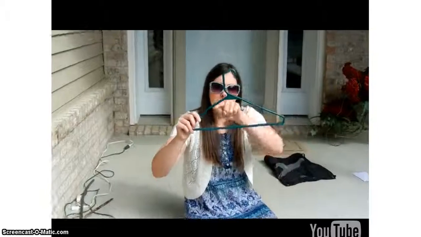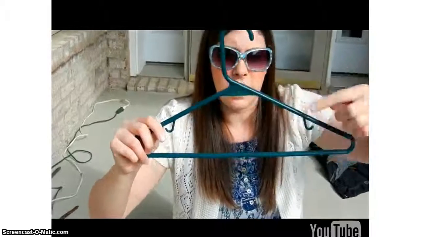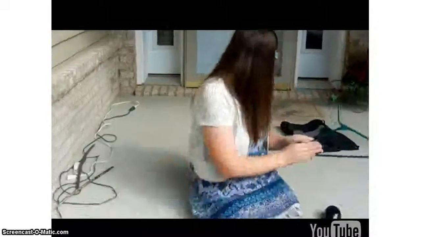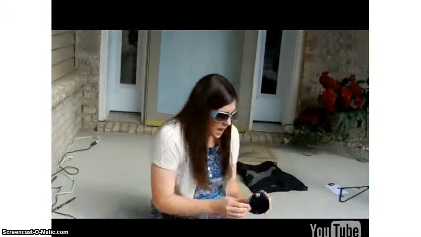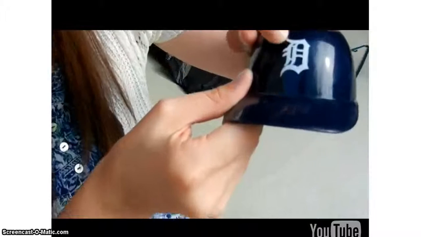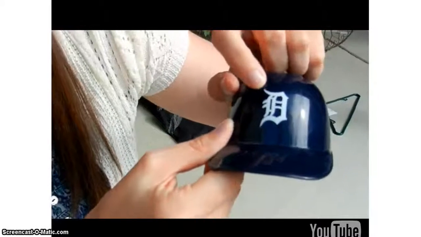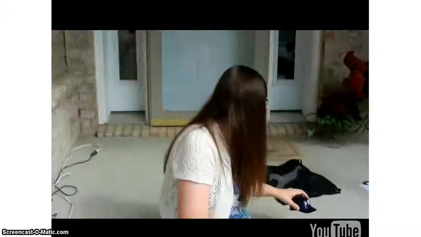This hanger right here, this angle right here, is an obtuse angle. It is larger than 90 degrees. And this Detroit Tigers baseball helmet, this angle right here on the tip, this angle right here is an acute angle. Right there. So I hope you guys can look at some things in your house and figure out what kind of angles they are, and we're going to be talking about them tomorrow as well.